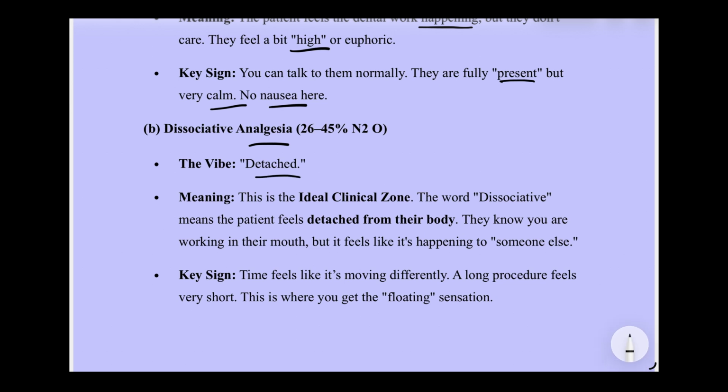Then 26 to 45% nitrous oxide is given in dissociative analgesia. Detached vibe. This is called the ideal clinical zone. The word dissociative means the patient feels detached from their body. They know you are working in their mouth but it feels like it's happening to someone else. So time feels like it's moving differently. A long procedure feels very short. This is where you get the floating sensation.